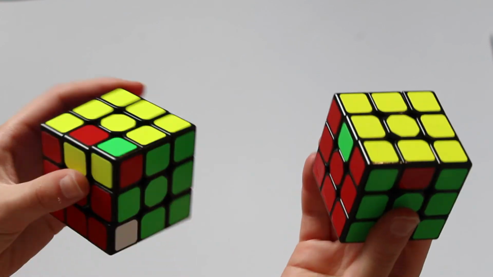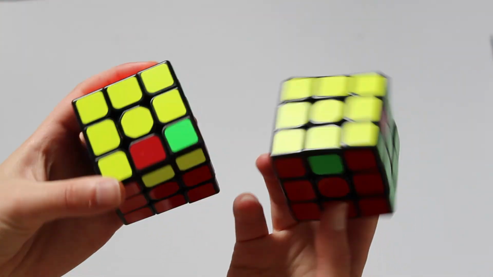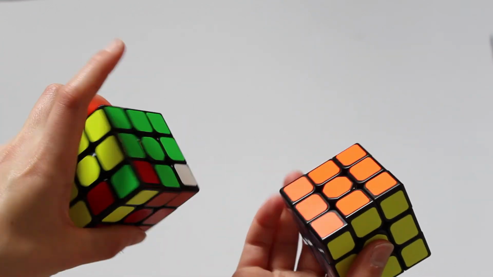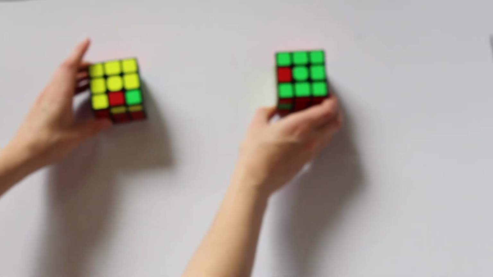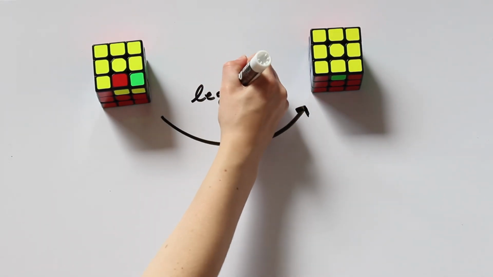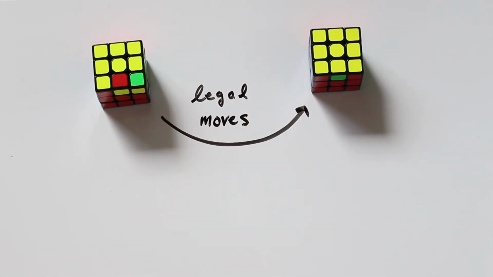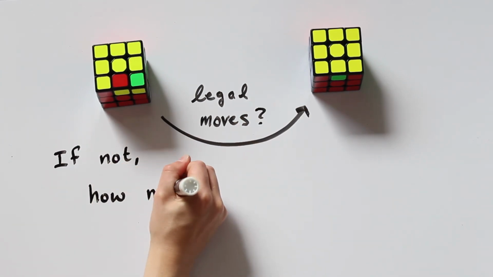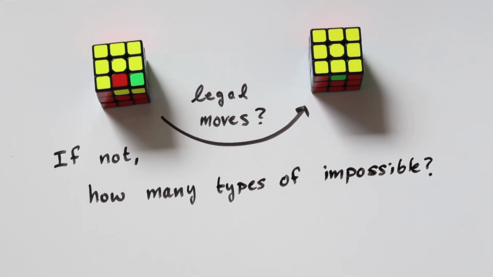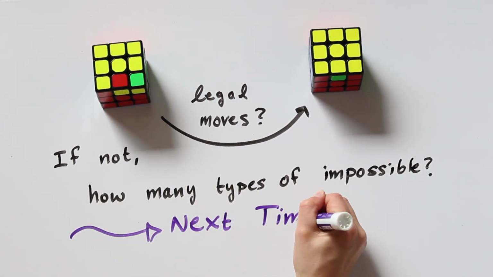So now that we know that some cube arrangements are impossible, and we know why they are, I wonder if different impossible arrangements are the same type of impossible. That is, can we get from one impossible arrangement to another with legal cube moves? And if not, how many types of impossible arrangements are there? We will explore these and other questions in the next video.